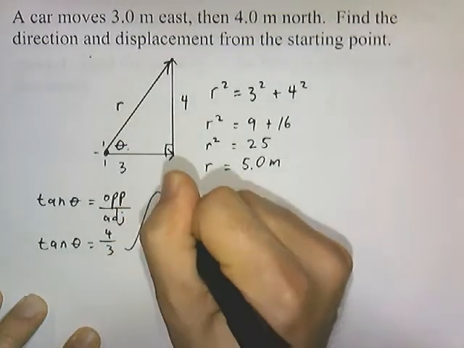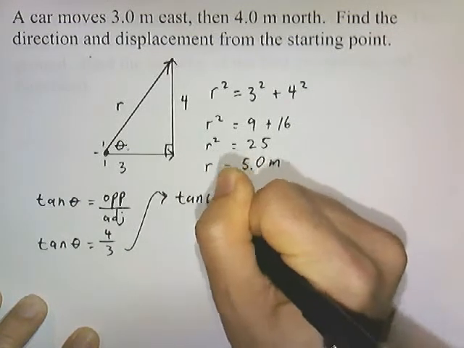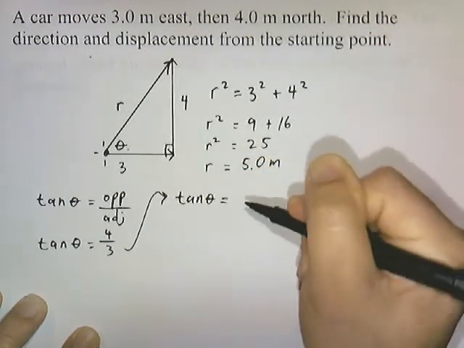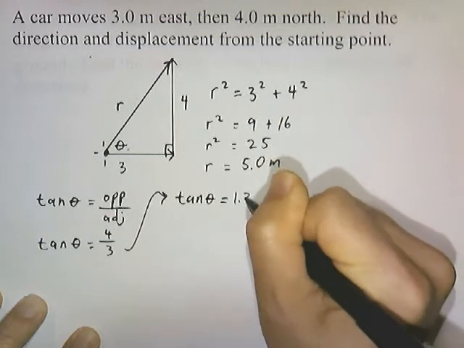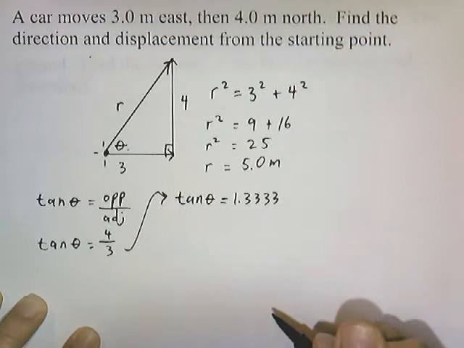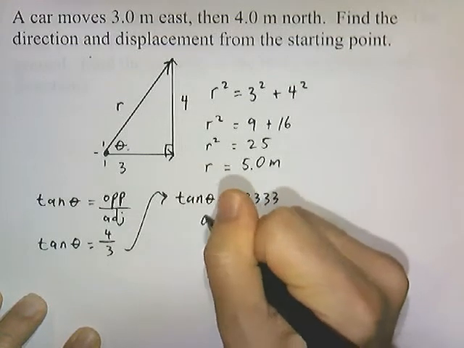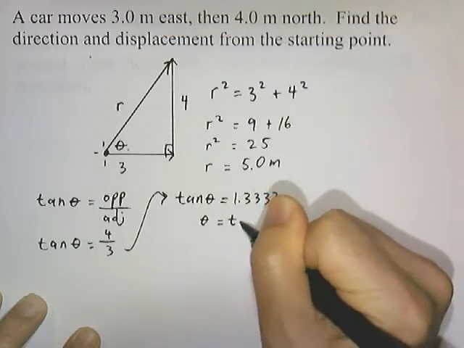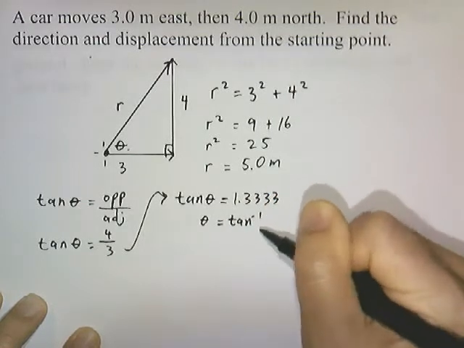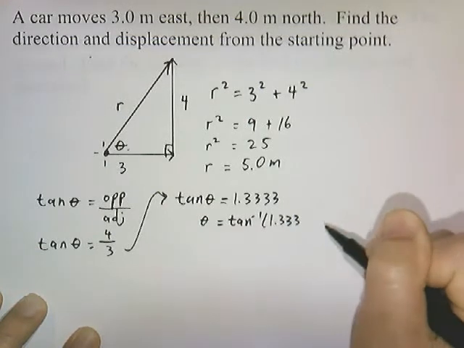So this gives us tangent of theta is equal to 1.333. And then to find this angle, the angle is going to be equal to the inverse tangent of 1.333.